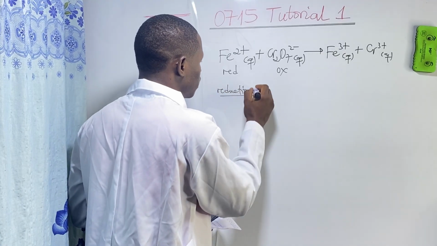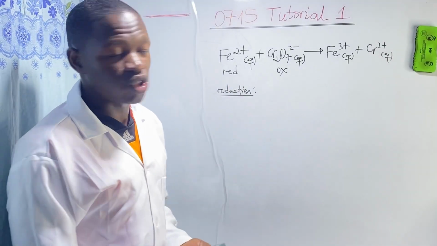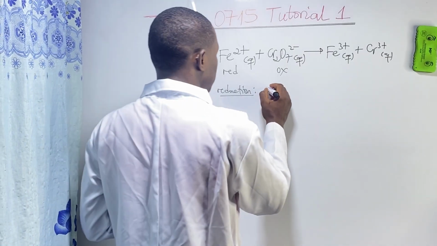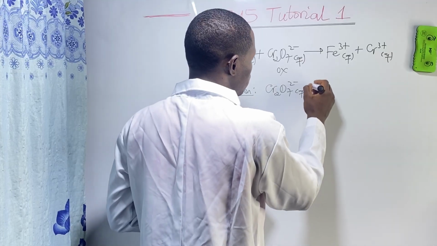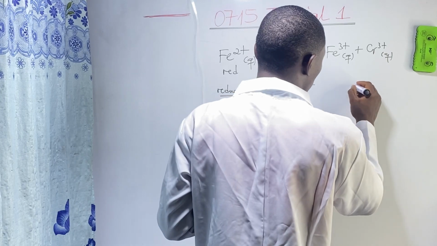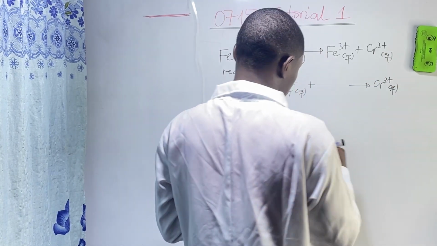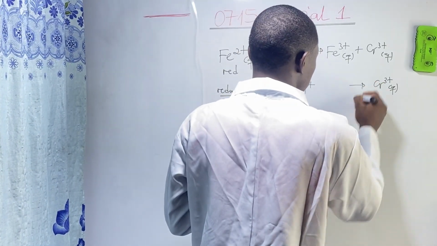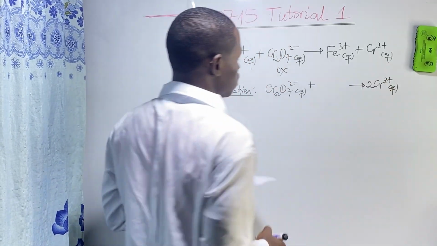So we are asked to write the half equation for reduction. So what has been reduced? Dichromate has been reduced to what? Chromium 3. So we write dichromate aqueous plus, we have to balance the equation. As we know, dichromate will be converted to chromium 3 plus aqueous. Now we balance the equation. Chromium here is 2, chromium here is 1, so we put 2.